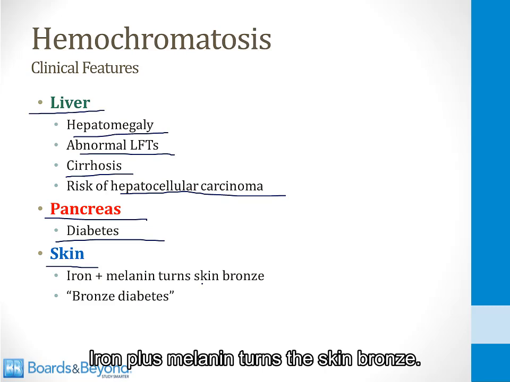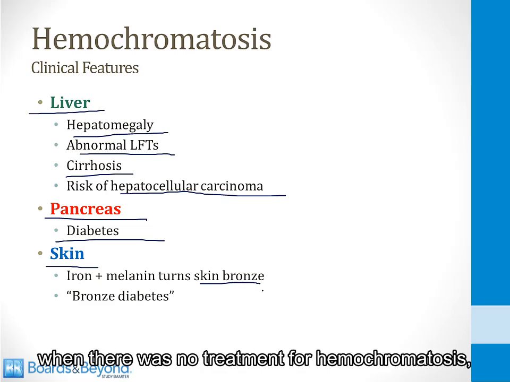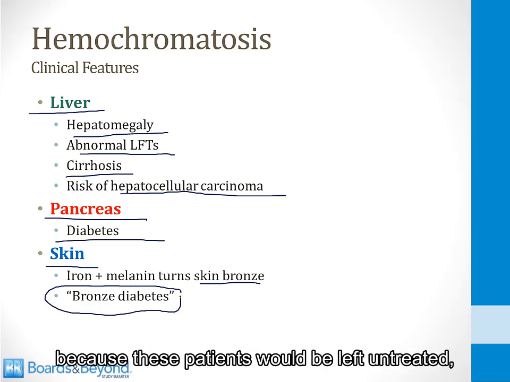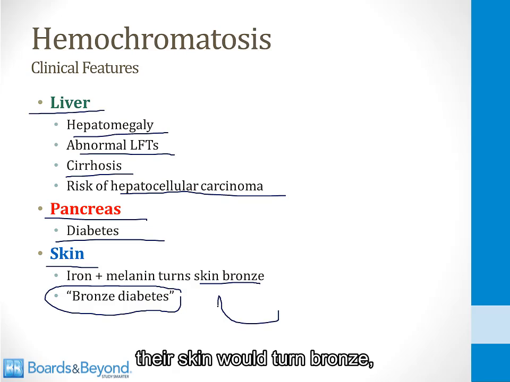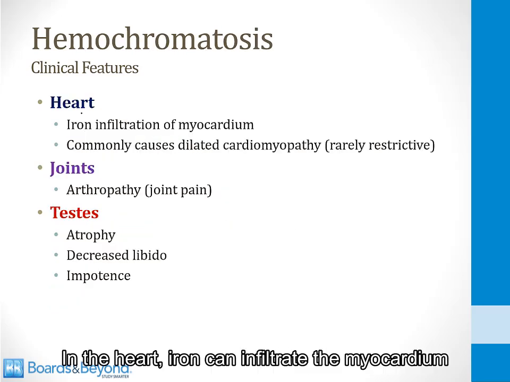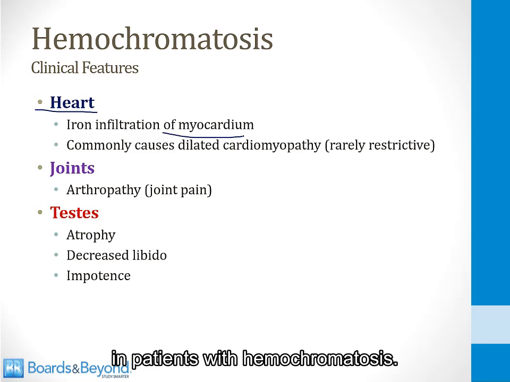Iron plus melanin turns the skin bronze, and years ago when there was no treatment for hemochromatosis, it was called bronze diabetes because these patients would be left untreated, their skin would turn bronze, and they would develop diabetes from involvement of the pancreas. In the heart, iron can infiltrate the myocardium in patients with hemochromatosis.